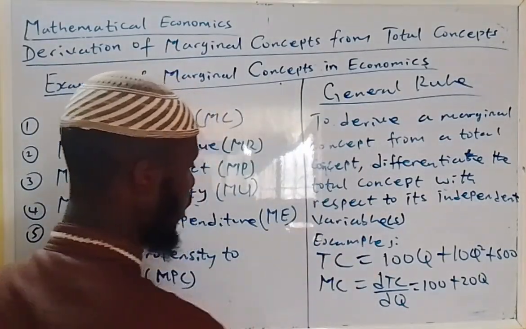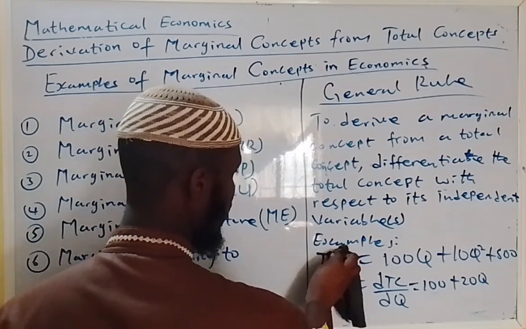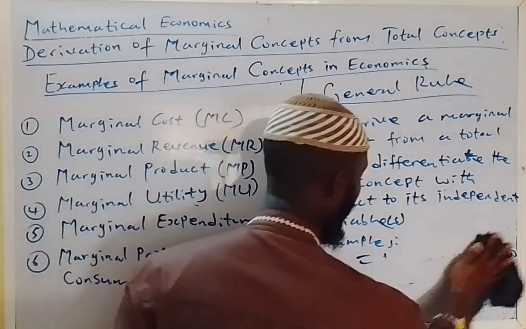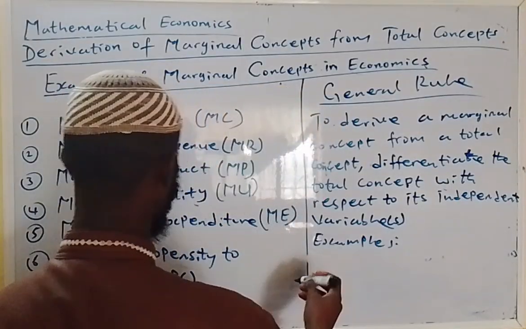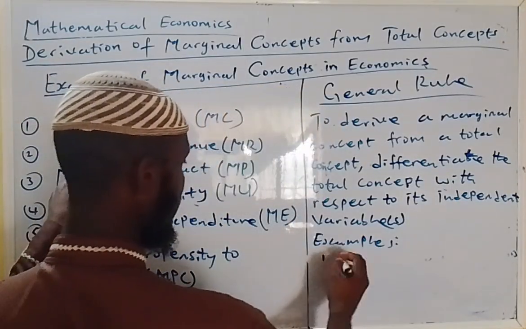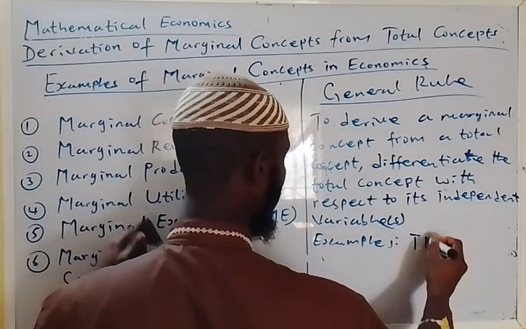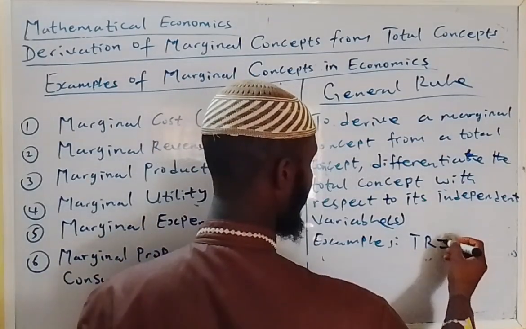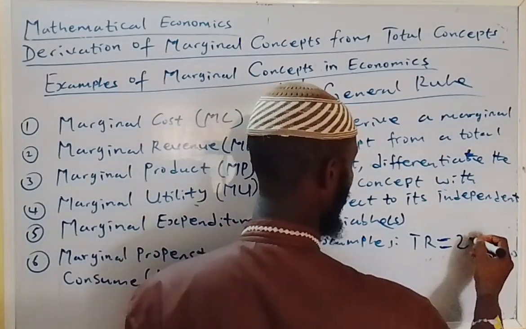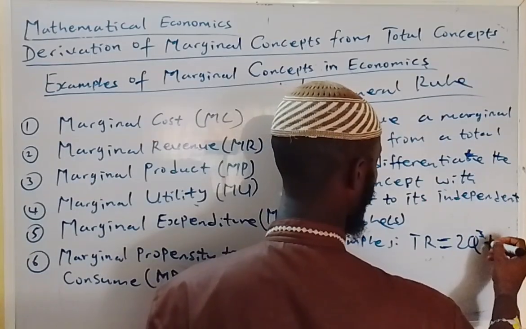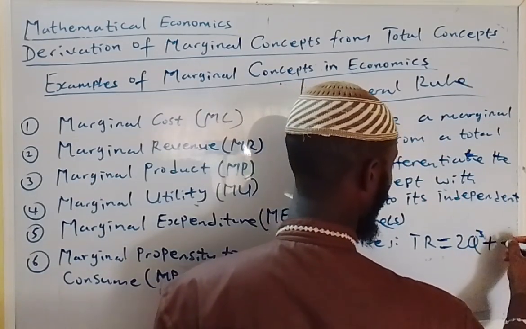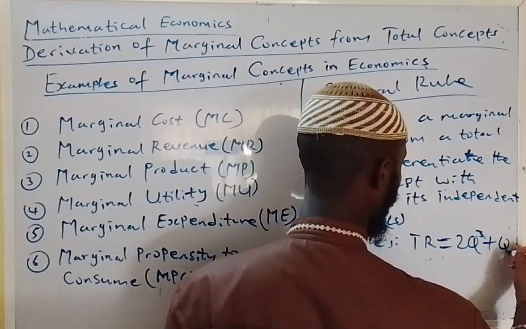So we know this rule already. So I want to take another example. Let's say I have a total revenue. Let me move to total revenue. And total revenue is given as, let's say, 2q raised to power 3 plus q squared.